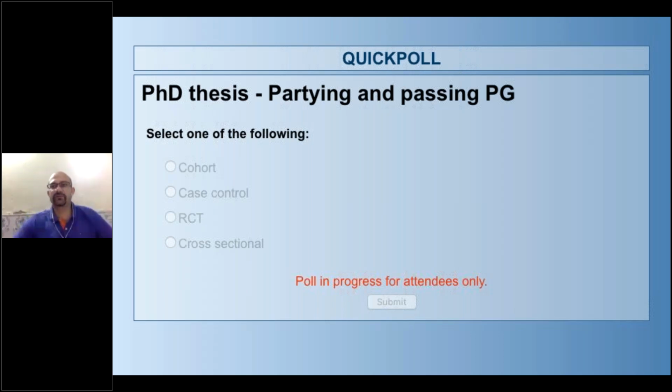So I'm leaving the poll open for another 10 seconds, after which I'm going to close the poll. And those who have not answered can take it up. Cool. So I show you the results.